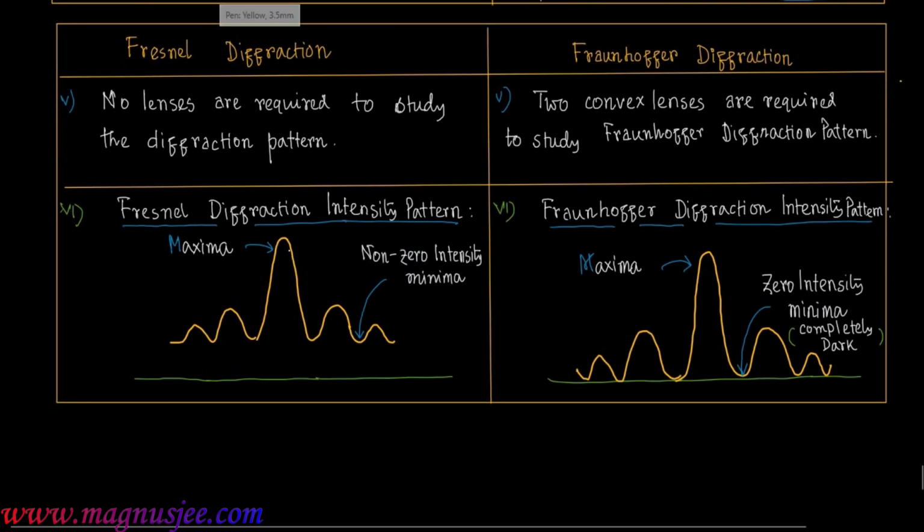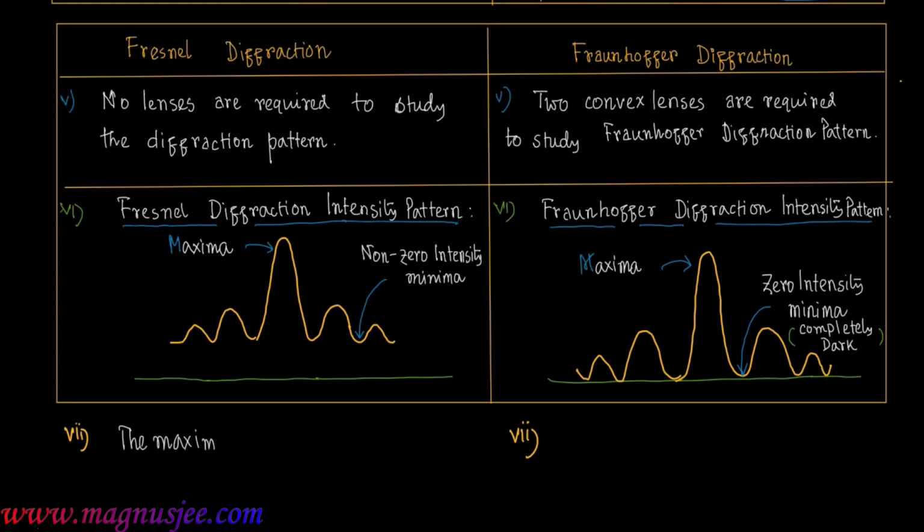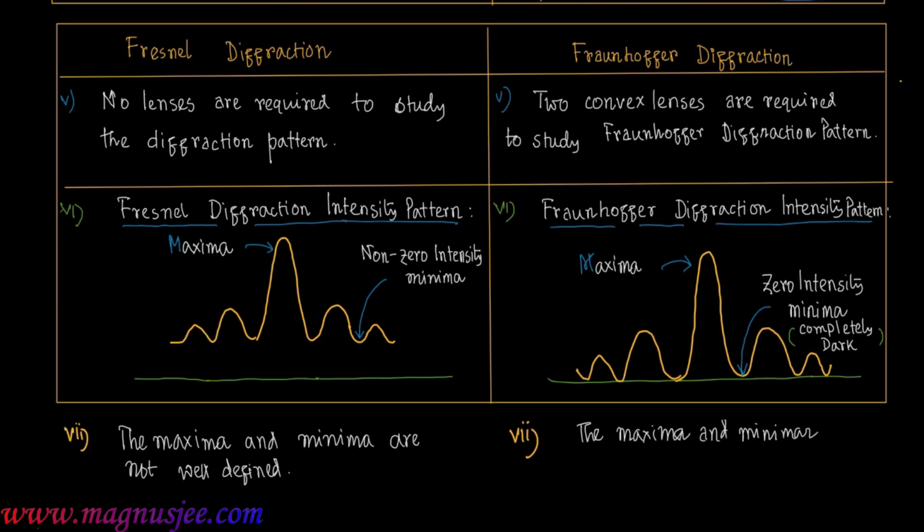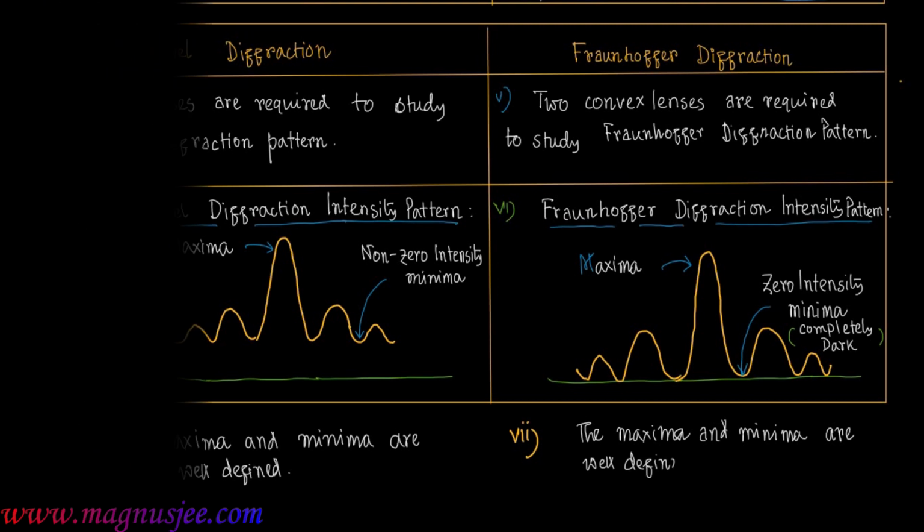Number 7, comparison between Fresnel diffraction and Fraunhofer diffraction. For Fresnel diffraction, the maxima and minima are not well defined. That means bright fringes and dark fringes are not well defined. But for Fraunhofer diffraction pattern, the maxima and the minima are well defined.